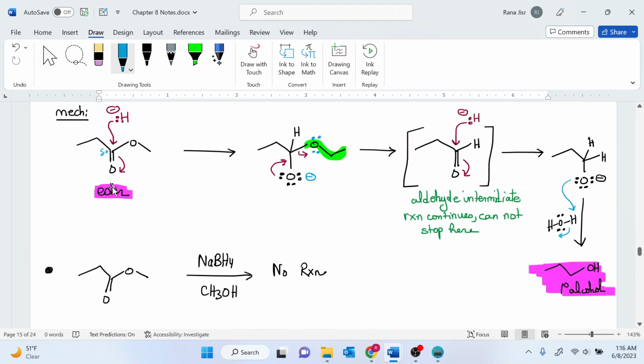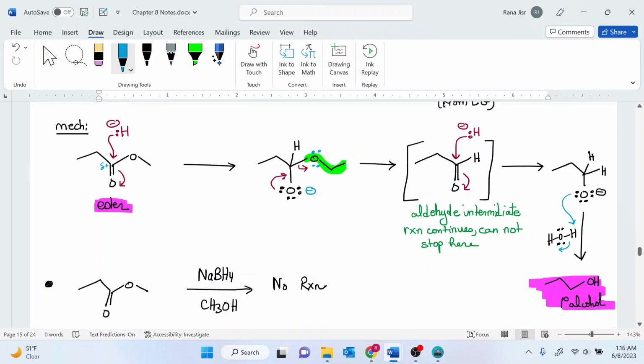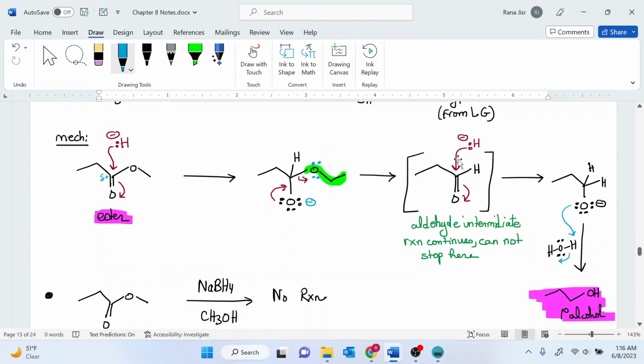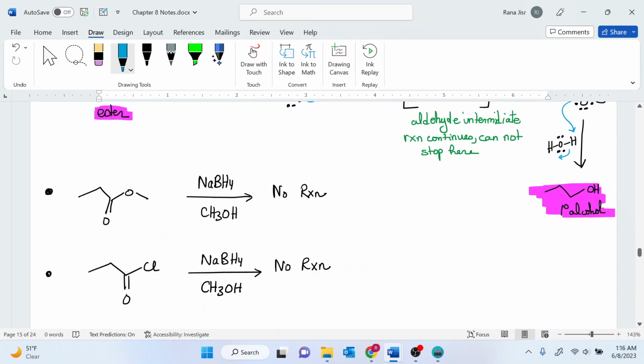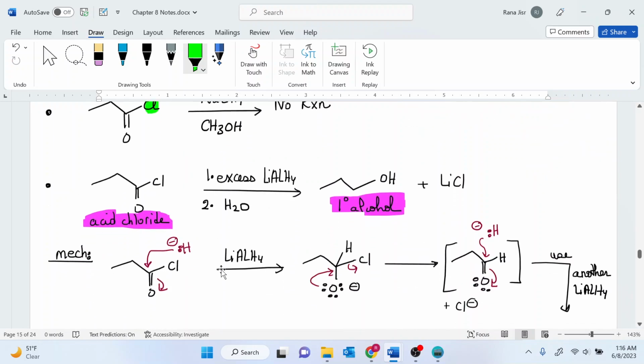So esters with lithium aluminum hydride will form a primary alcohol. They will never form a secondary alcohol. They will form a primary alcohol. With sodium borohydride, they have no reaction because sodium borohydride cannot react again. This is why the reaction does not happen to start with. With acid chloride, same thing. Chlorine is going to be the leaving group. So with esters, the OR is the leaving group. With acid chloride, chlorine is the leaving group. But if you are working with sodium borohydride, there will be no reaction with both.